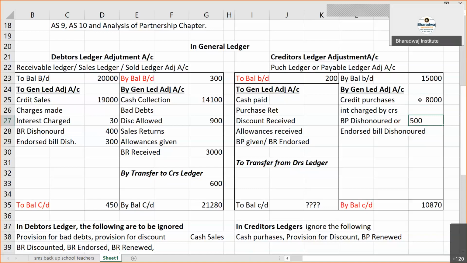Bills payable dishonored 300. For bills payable dishonored, what is the journal entry? Debtors account, debtor to creditors account. Then cash pays 8,500. Purchase returns, there is credit, returns credit 700. Discount received: instead of 9,000, we are paying only 8,500. So discount received is 500.